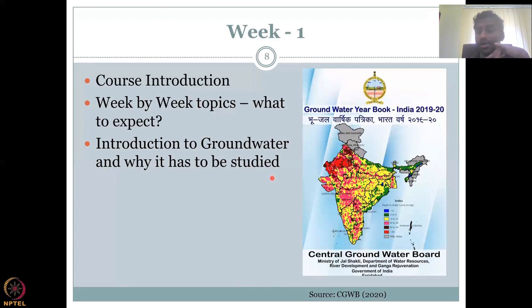We don't have as big an area as the US or China. We don't get as much rainfall as the US and China, but we are putting so much pressure on groundwater. So by these factors, I hope you understand that understanding groundwater is very, very important for India. Preserving groundwater is very important for India, and managing groundwater in a scientific way is important for India.